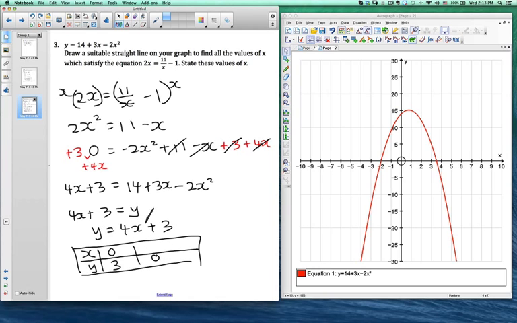So 0 equals to 4x. So I'm going to solve here if you can't imagine. 0 equals to 4x plus 3. Alright, so 4x equals to negative 3. Alright, my writing is very bad. So x is negative 3 over 4.